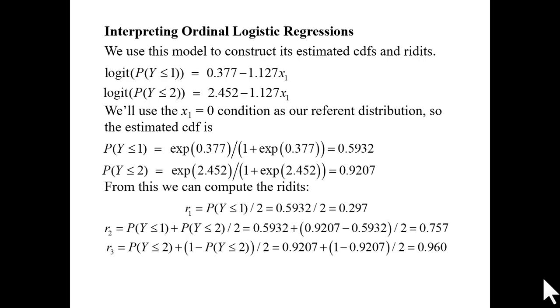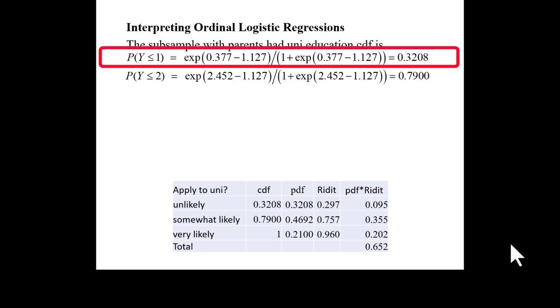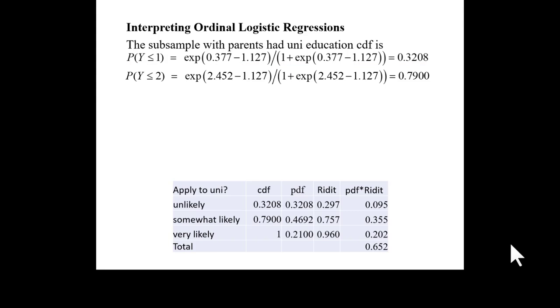Now from this, we can compute the ridits using the formulas that were on a previous slide. I won't go into that in any detail. Instead, I'm just going to go on to look at the subsample with parents who have a university education and have a look at their CDF. Okay, now we have to bring the coefficient into play, and doing that, we find that the probability that students will respond with unlikely is 0.32 instead of 0.59. And the probability that they'll respond either unlikely or somewhat likely is 0.79 instead of 0.92.